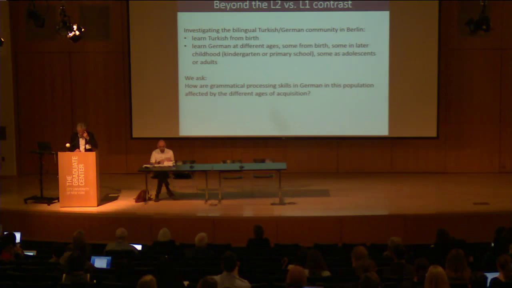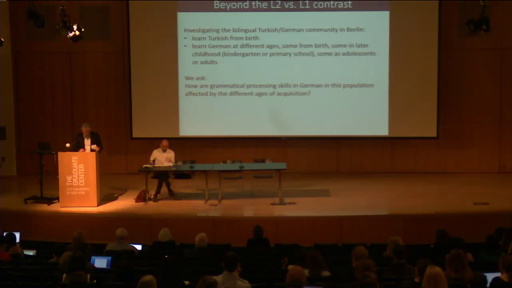Some of them are simultaneous bilinguals, learning both German and Turkish from birth. Others are successive bilinguals with exposure to German coming in later in childhood when they enter kindergarten or primary school. And there are also many late bilinguals in this community. The demographic structure of this relatively homogeneous community provides a unique opportunity, we think, to compare different kinds of bilingualism.